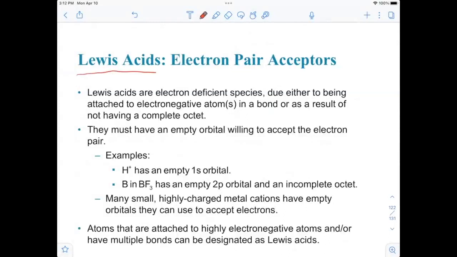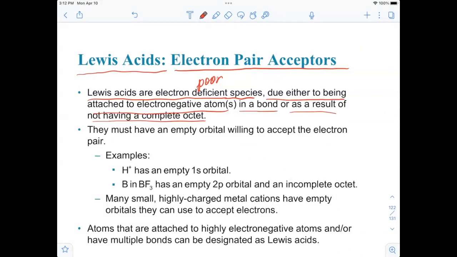Okay. So we're starting with the acid, but remember, it's the base that's the aggressor. The acid is the one that's electron pair accepting, right? So we're told Lewis acids are electron deficient, right? They're electron poor species due to being attached to electronegative atoms in a bond or as a result of not having a complete octet. Okay, so this is the chemical definition of a Lewis acid.